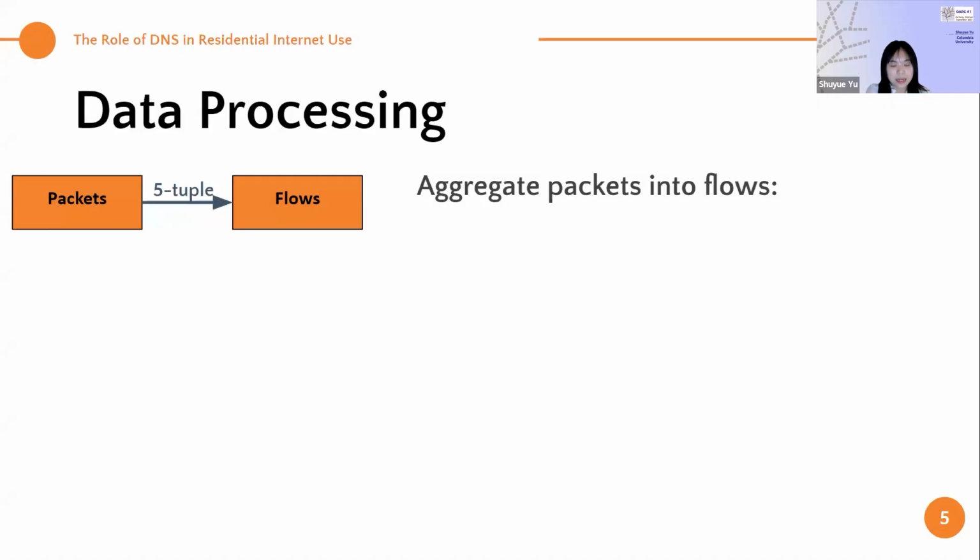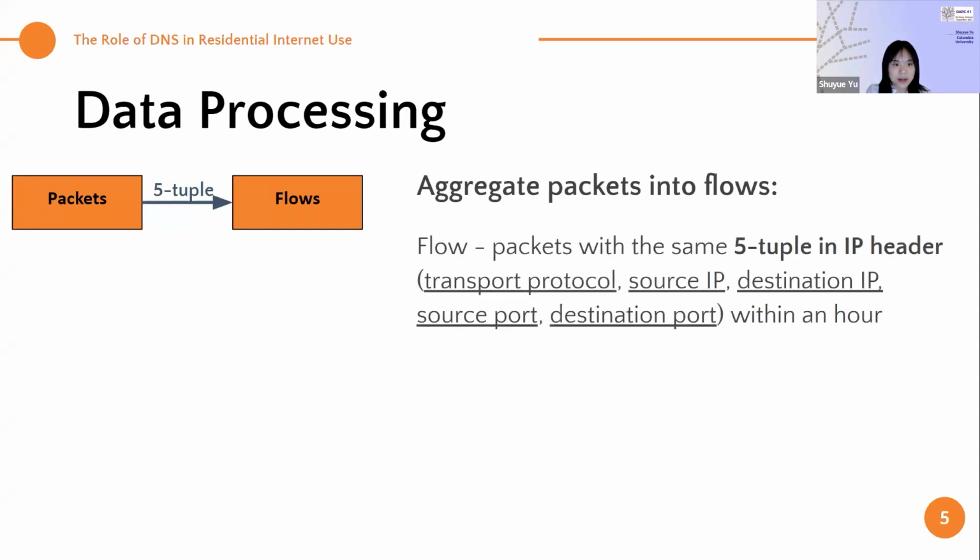After we get the data, we post-process it by first aggregating packets into flows. A flow is defined as a group of packets with the same 5 tuple in the IP header within an hour. The 5 tuple is transport protocol, source IP address, destination IP address, source port, and destination port.